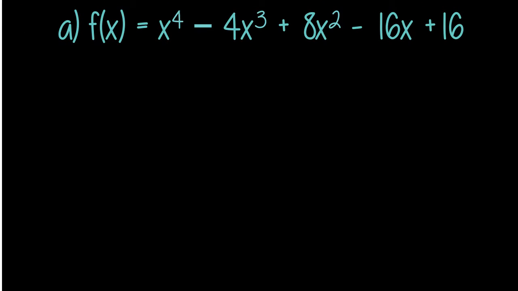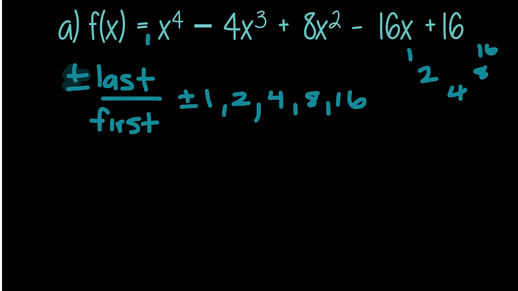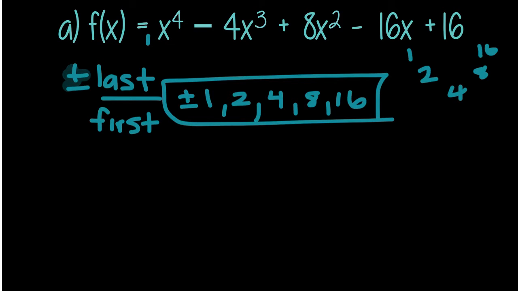How do I find the possible zeros? No, that's the number of zeros, right? How do I find the actual possible ones? Last over first. So I'm doing plus and minus last over first. So first is just 1, right? But last is 1 and 16, 2 and 8, and then 4 and 4. So I would do plus and minus all the last over the first. This time it's easy. They're all going over 1. So it's 1, 2, 4, 8, and 16. Those are my possibles. That's the first part.